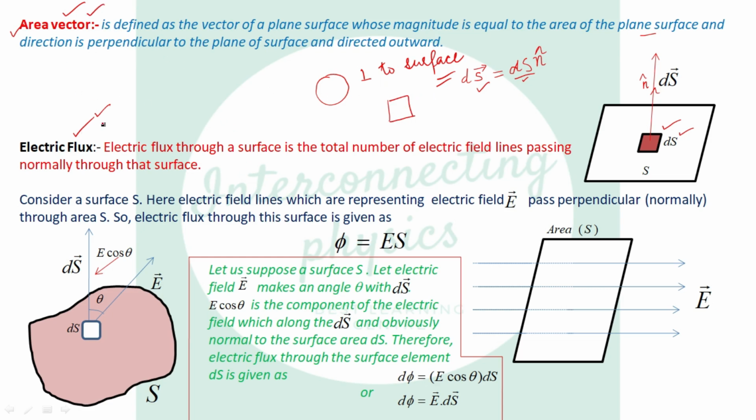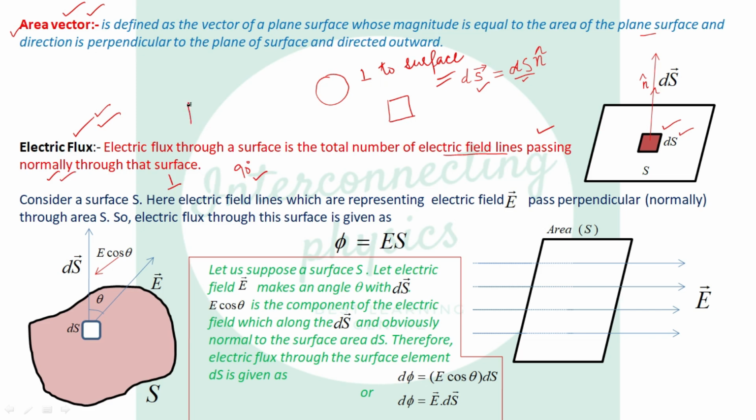And what is electric flux now? Now see, electric flux through a surface is the total number of electric field lines passing through that surface, but passing normally through that surface, passing perpendicularly, passing at 90 degrees to the surface.